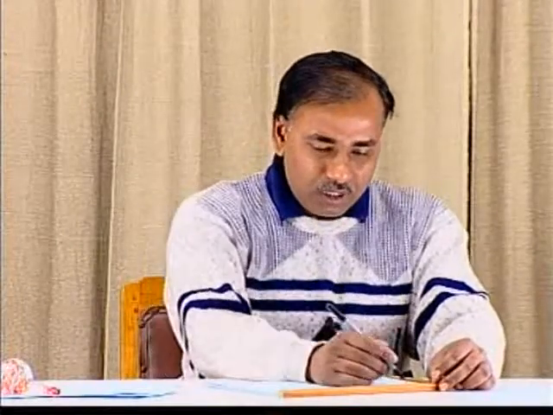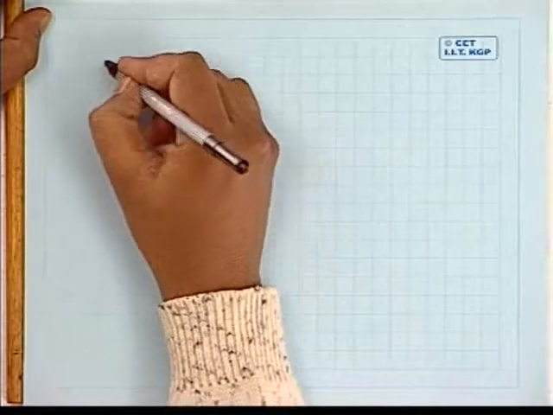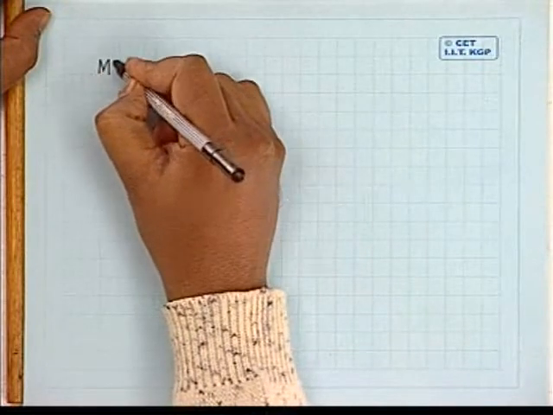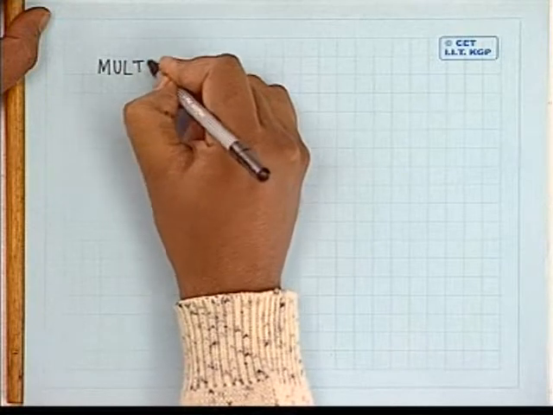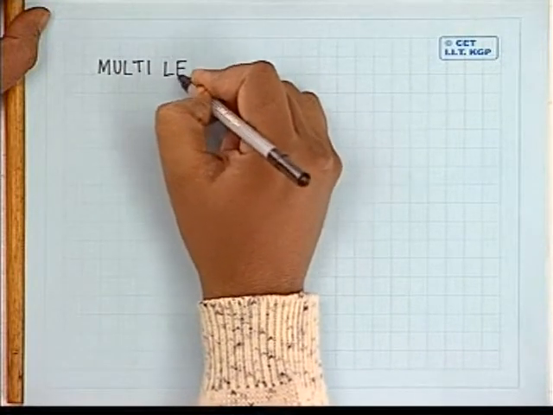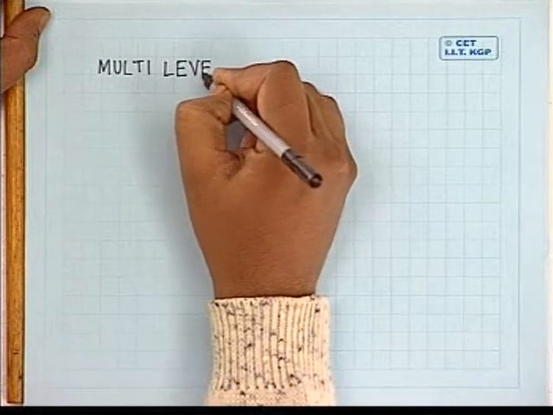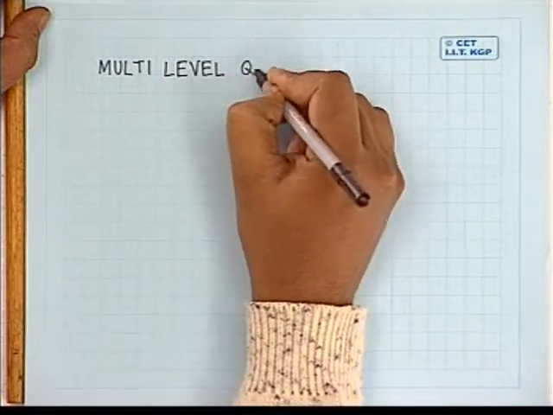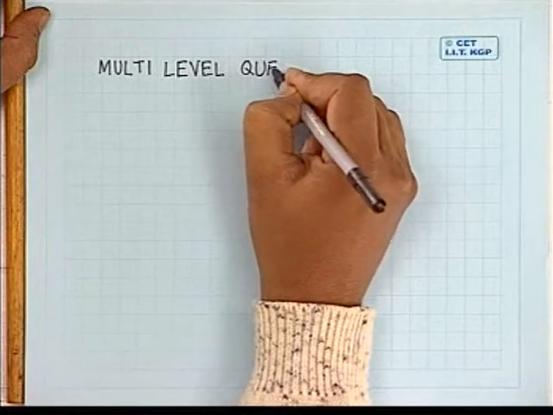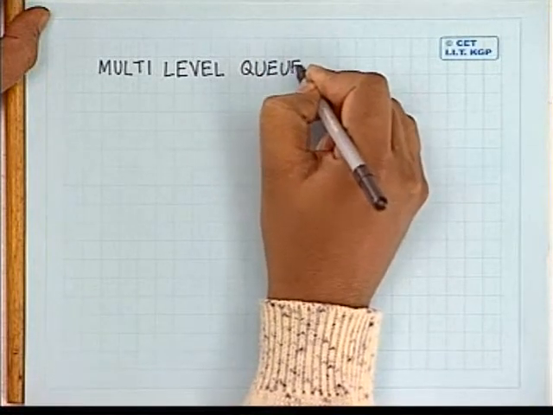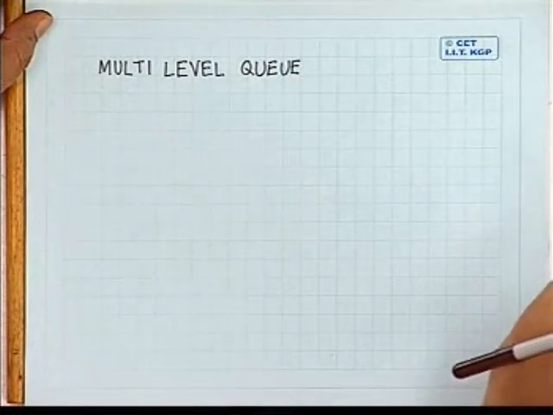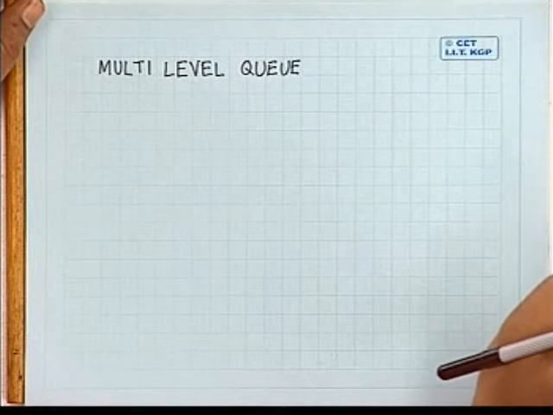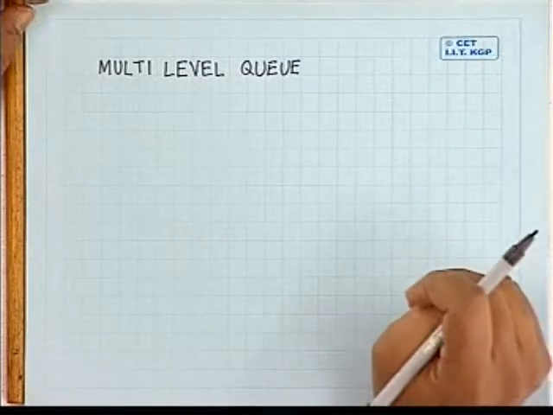Now before coming to the proper implementation, there is another concept which is called multi-level queue scheduling. So we can have a multi-level queue. I think yesterday somebody was asking me whether we can have multiple queues instead of a single queue. So here comes the multi-level queue.